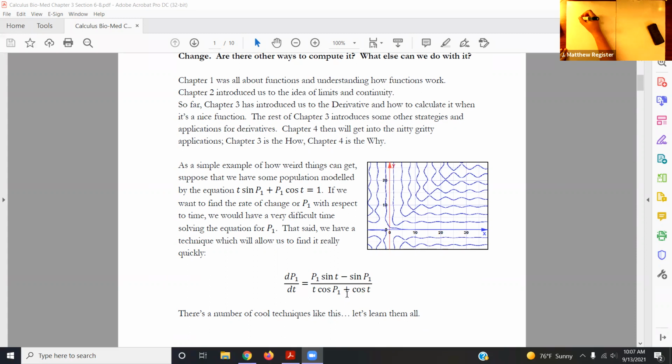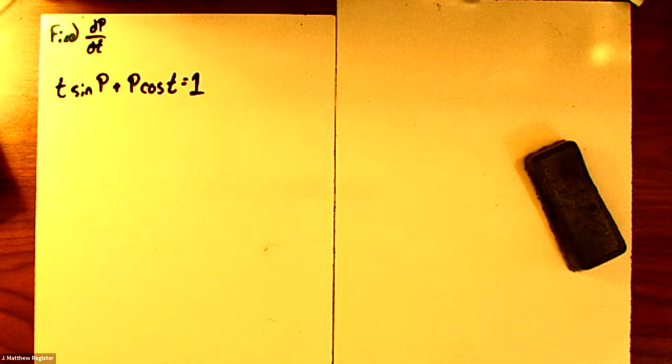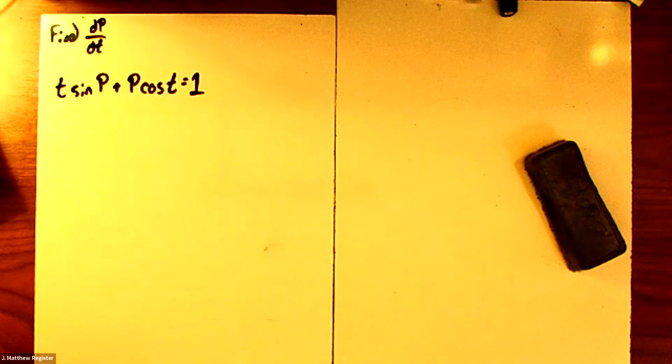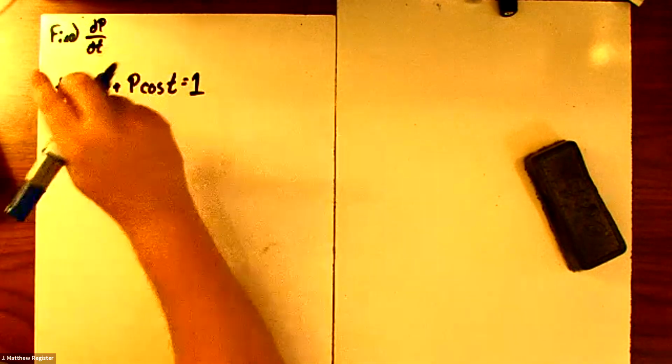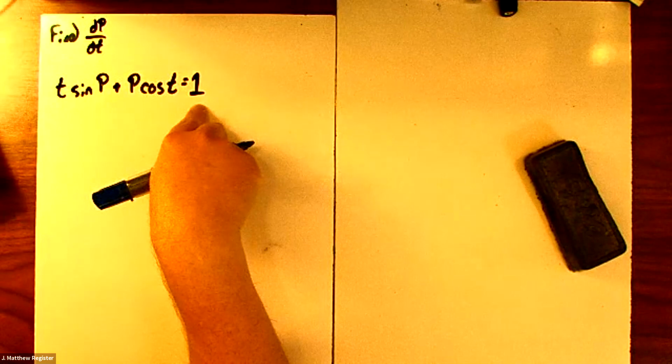And so the equation we have, and I'll say find dp/dt, and we will make it t sine of p plus p cosine of t equals 1. I dropped the subscripts because we don't really need the subscripts. And so in order to take the derivative of this, we would have to take the derivative of each part individually. We're going to take the derivative of this first term with respect to t, then this term with respect to t, then this term with respect to t.